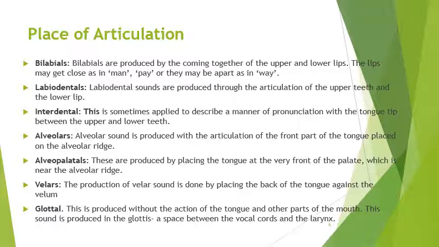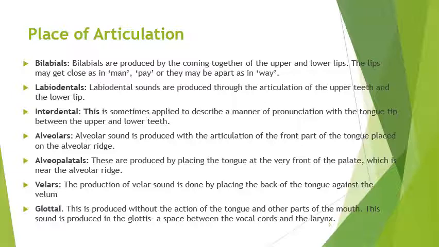Then we have velar. The production of velar sounds is done by placing the back of the tongue against the velum. Remember, we have the velum and the back of the tongue as speech organs. We produce sounds like k, g, and ng. K as in cattle, g as in gutter, and ng as in teaching, chin.